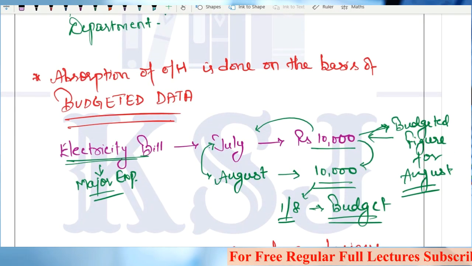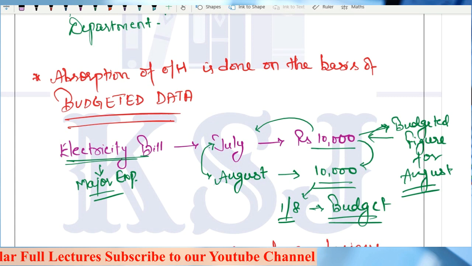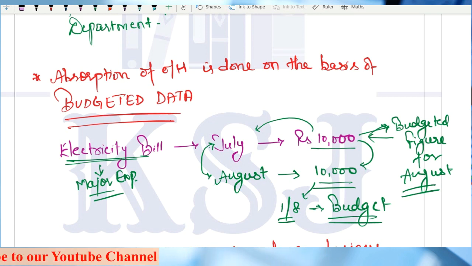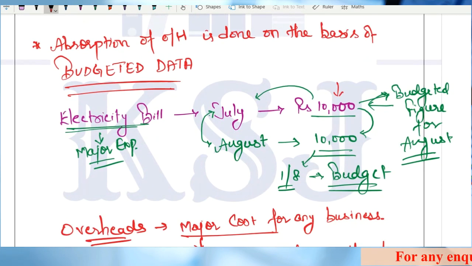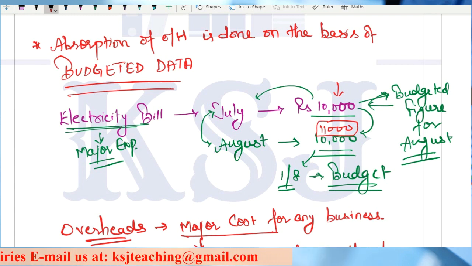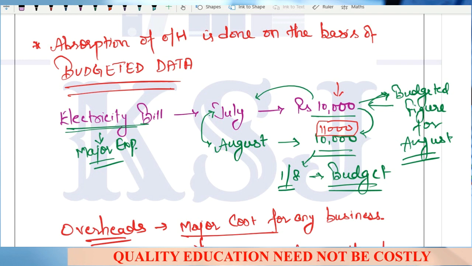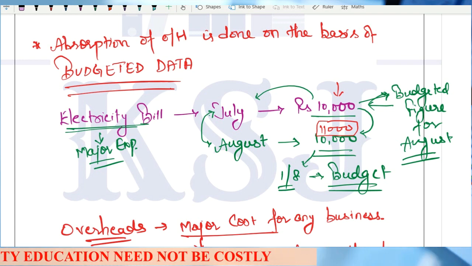In simple words, in layman language, absorption means nothing but that a business wants to set aside some money for the overheads that are going to be incurred in the future, right? The future overheads may vary, right? If in July there was 10,000 rupees, in August the bill might come as 11,000 rupees or 10,500 rupees. If the actual overheads in the month of August are different, then what will happen? We are going to study this in the chapter of overheads only. Under absorption, we will be studying a topic known as under absorption and over absorption of overheads, right? After this, we'll be coming to that topic also. So nothing to worry about it.